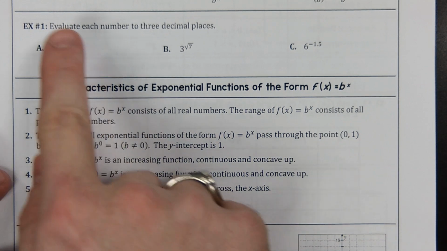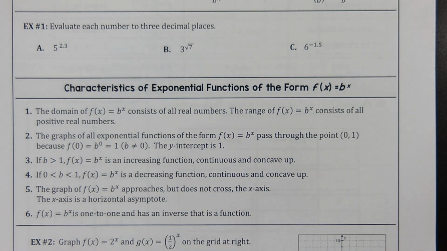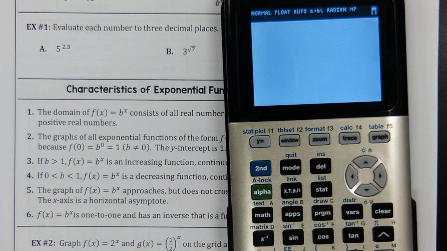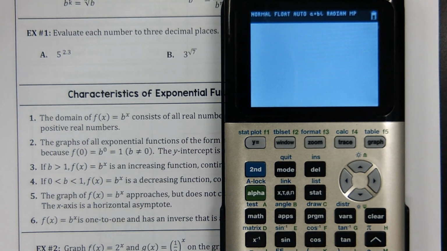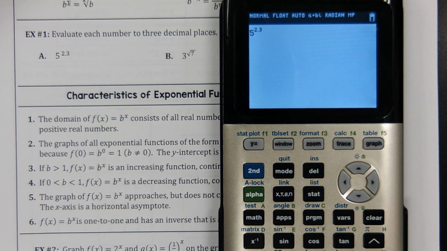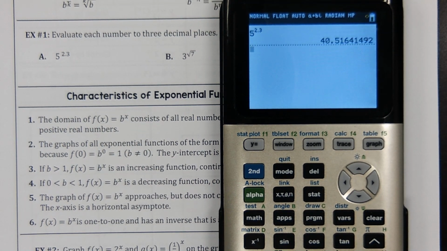The first 3 examples here are legitimately straight up and down, grab a calculator style questions. We're just going to round everything to 3 decimals because this is AP. So 5 raised to the 2.3. I have no idea how to do that by hand. Luckily, we have a calculator, boop, to give us our answer. 40.516.